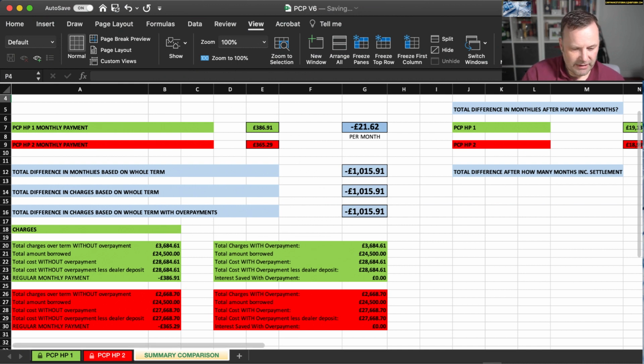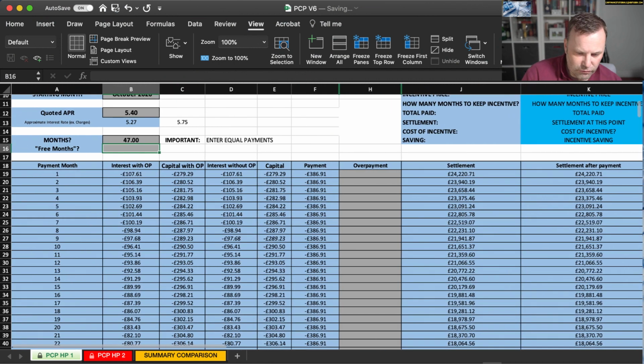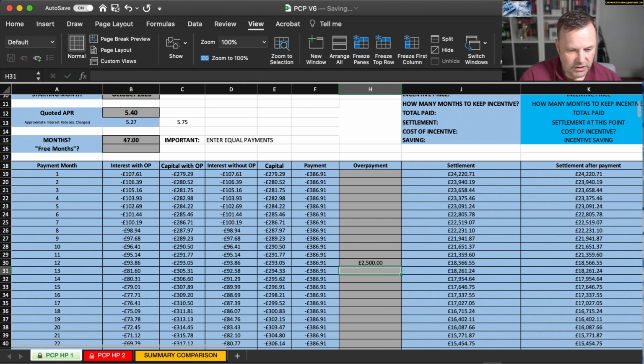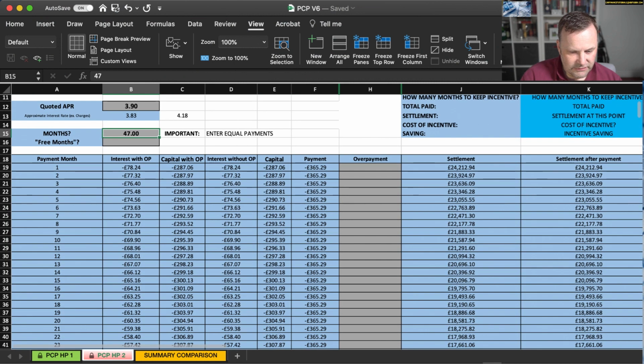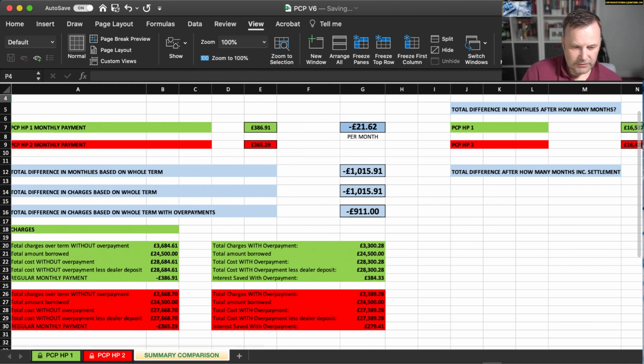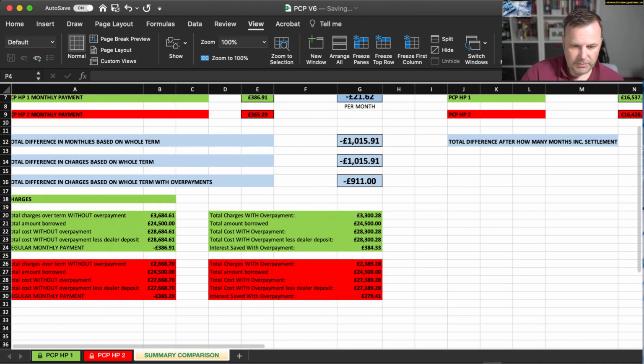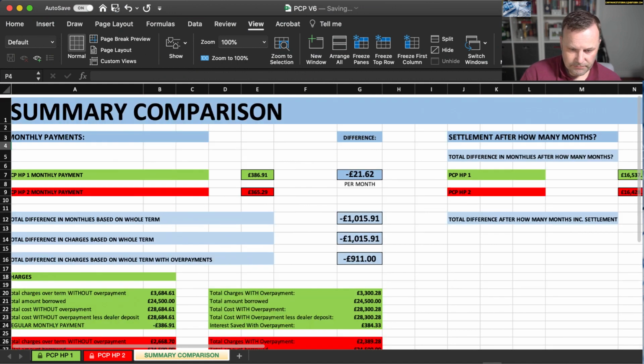But if we make an overpayment, let's say after month 12, we come into a bit of cash, maybe we get a bonus from work or something. And at month 12, I'm going to put in a £2,500 overpayment on both. Let's see what difference that makes. So £2,500. You can see here the difference is now £911 after we've made the overpayment. Okay, so you can see the total charges there, look, 3300, now we've made that overpayment, and 2389, which gives us a total difference of 911.